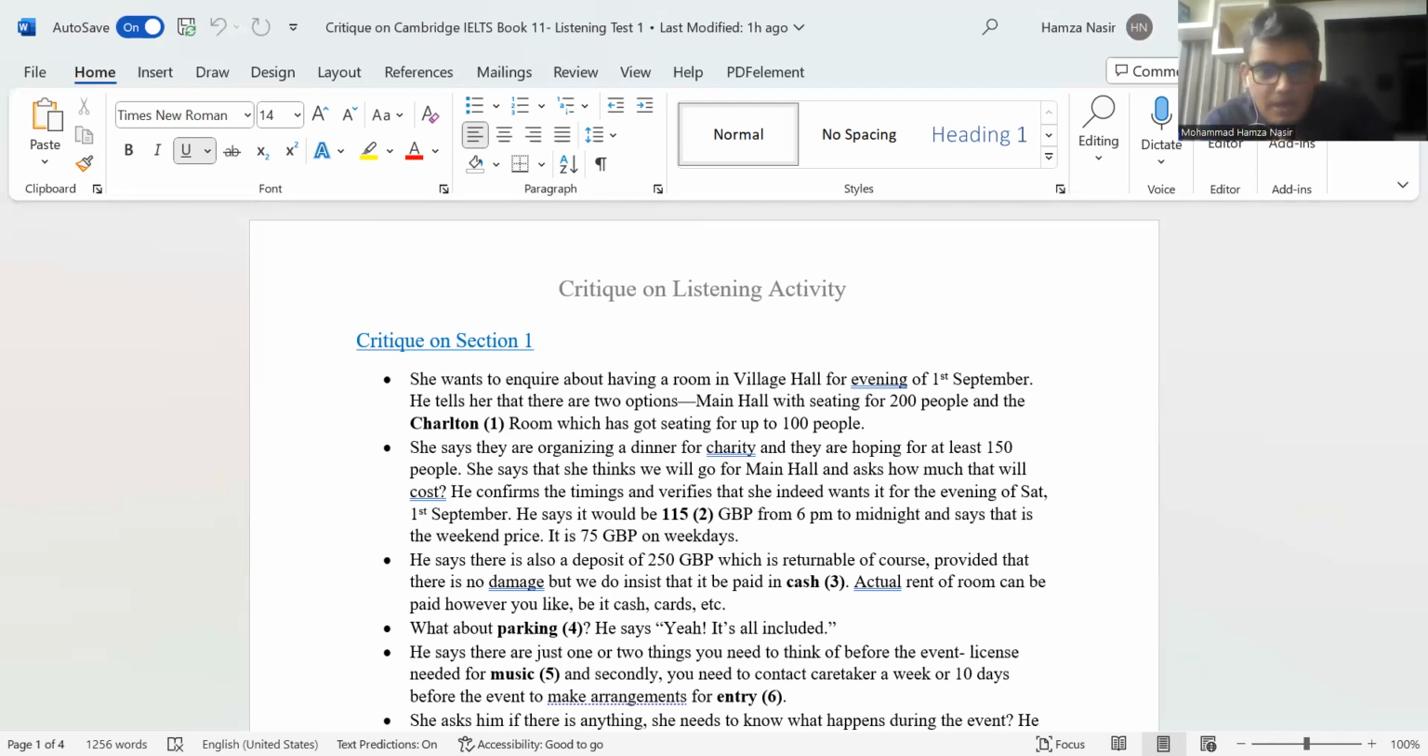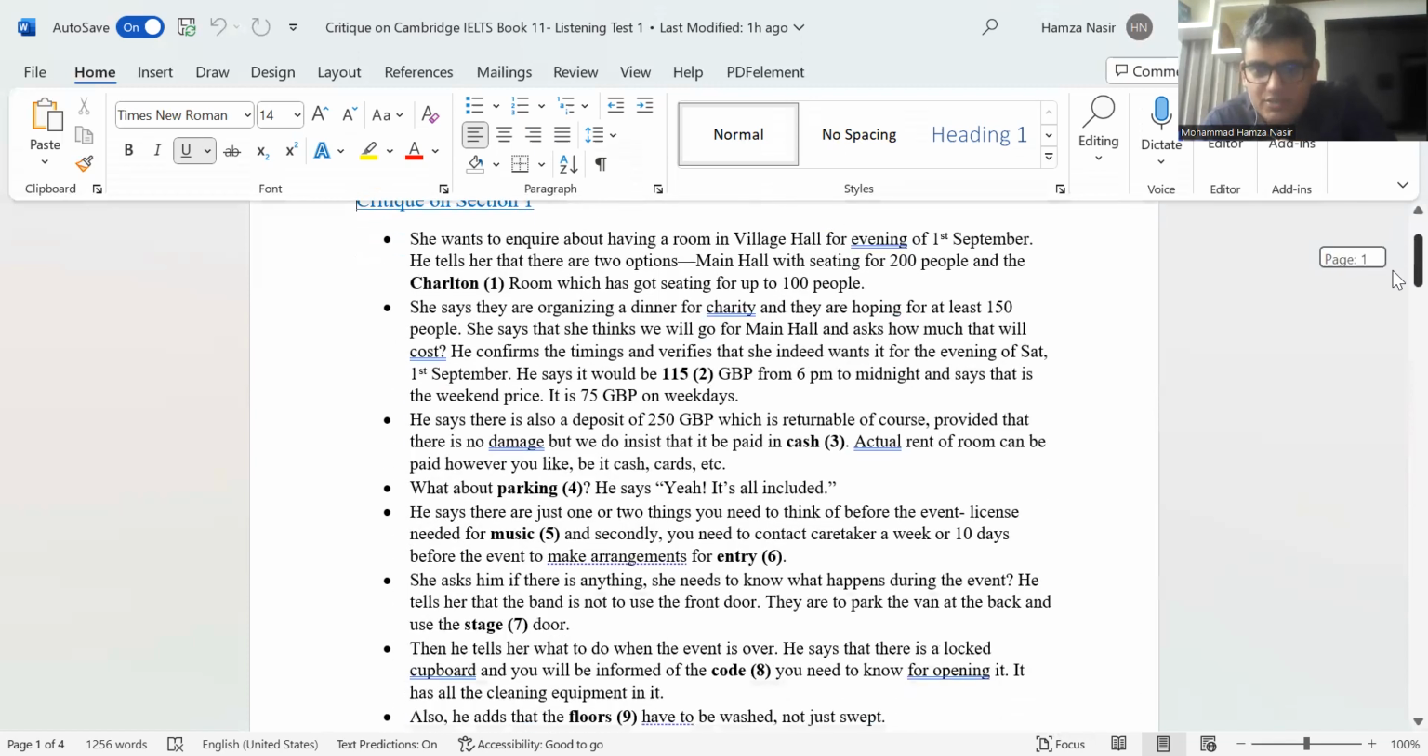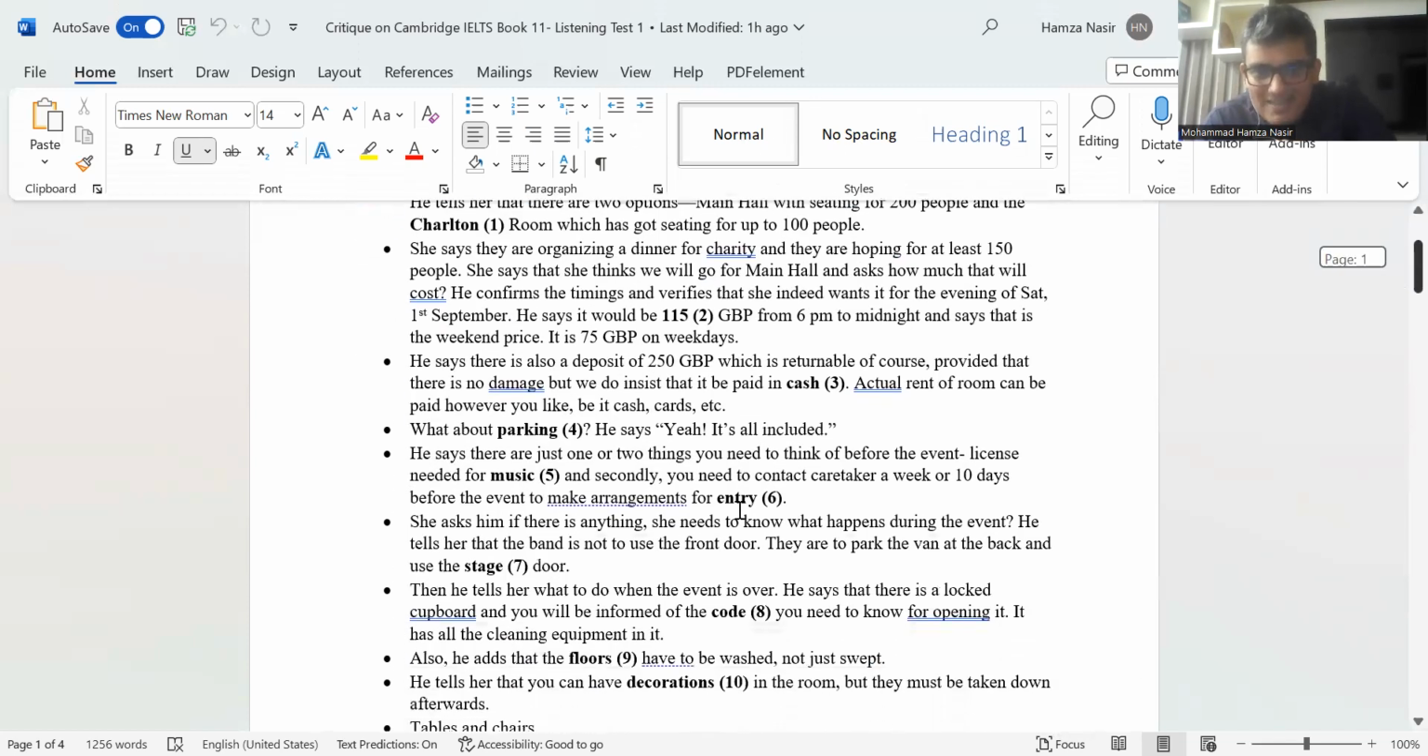Okay, next up, in question 4, it was said cost includes use of table and chairs and also dash. Okay, and she asks him, what about parking? He says, yeah, it's all included. So the cost also covers parking. So parking is going to be our answer to question number 4. After that, he says there are just 1 or 2 things you need to think of before the event. License is needed for music, okay? Because it says we'll need a dash license. So I said license will be our keyword. So license is needed for music. That is our answer to question 5.